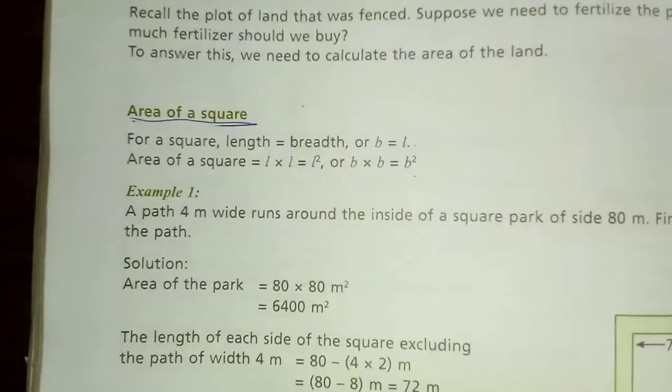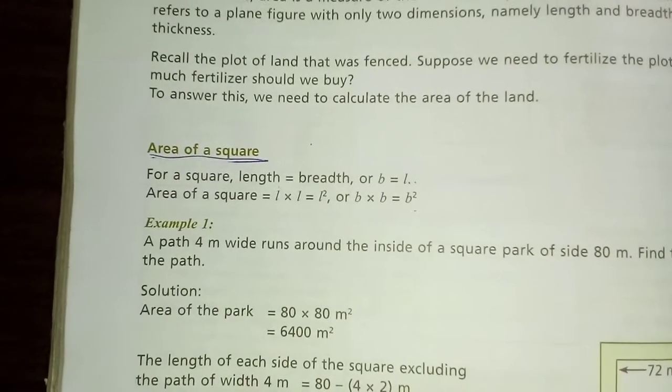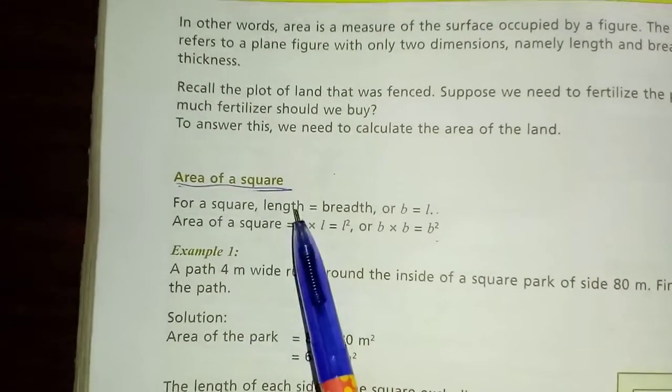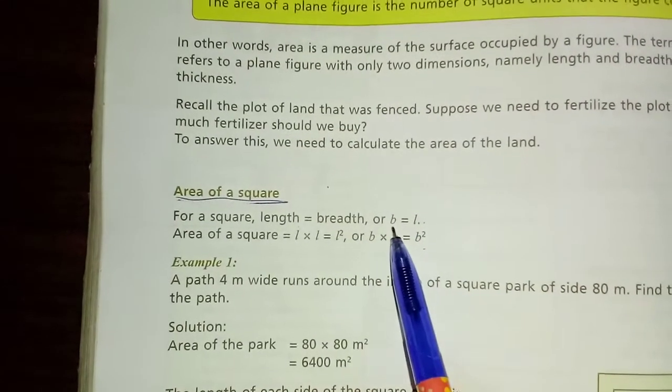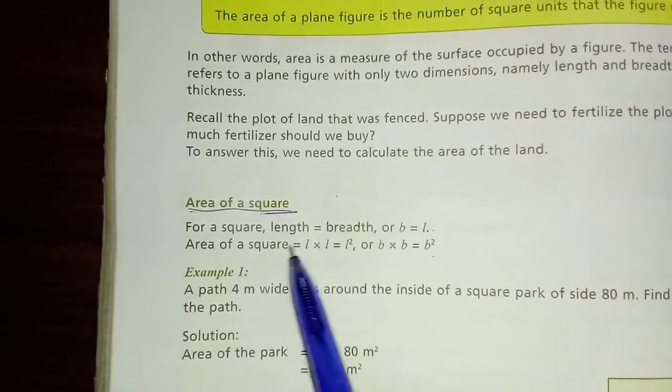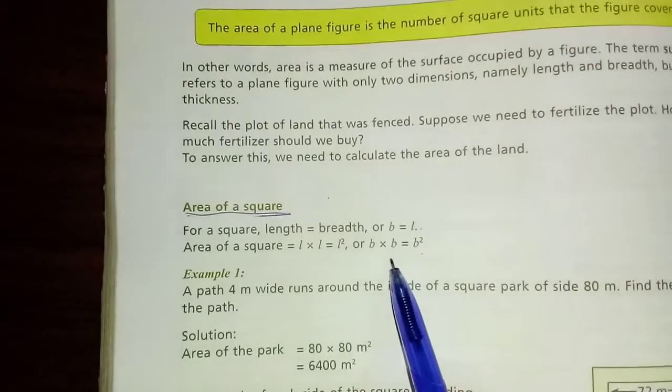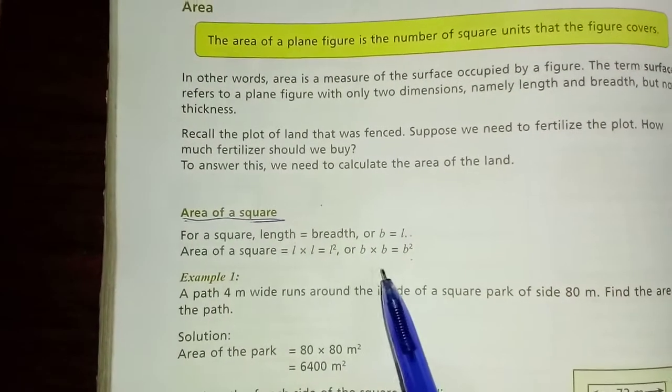Area of a square. As we know, all sides of a square are equal. So for a square, length is equal to breadth, that is, b multiplied by l. Area of a square is equal to length multiplied by length, or breadth multiplied by breadth, which is equal to length squared or breadth squared.